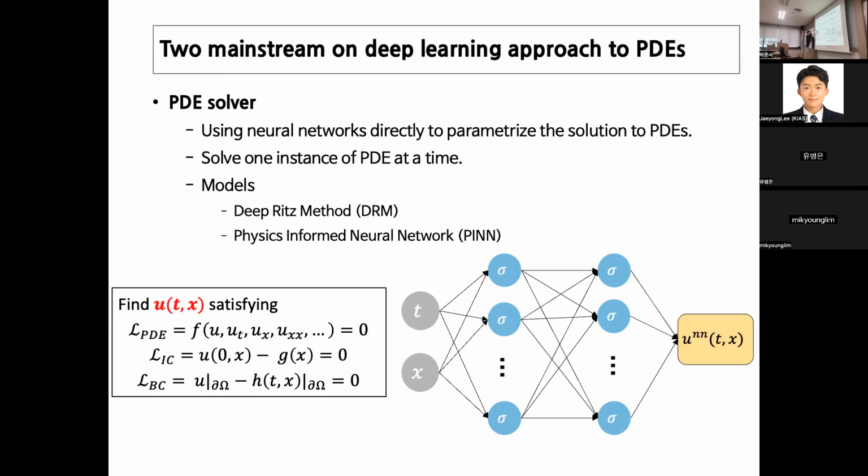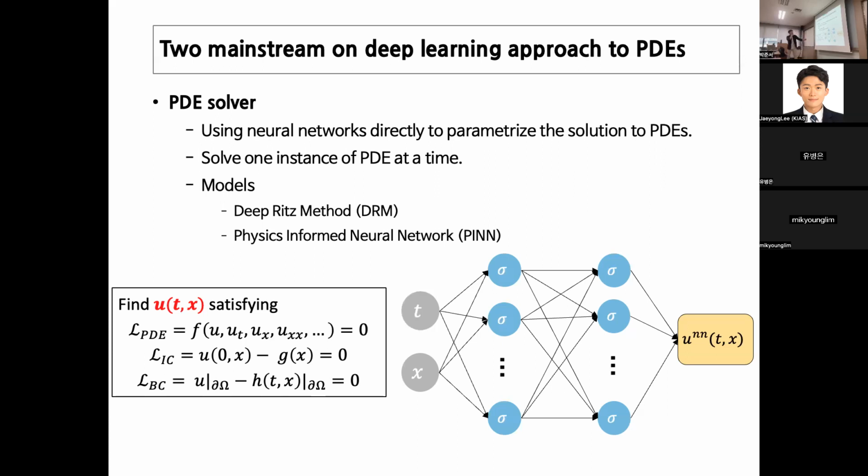So later, Deep Ritz method or physics-informed neural network is an algorithm to find the weights and biases whose output satisfies these three conditions. In this case, if we want to use this approach, we have to know about this instance of the PDE: the equation, initial condition, and boundary condition. And then we can solve this using a deep neural network, which parameterizes a solution of this PDE system.